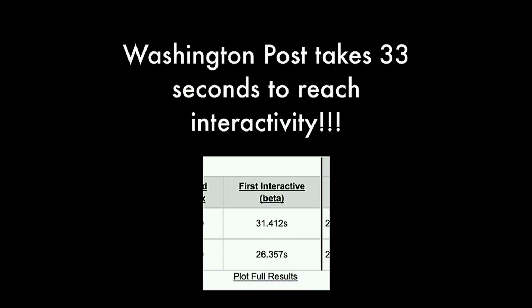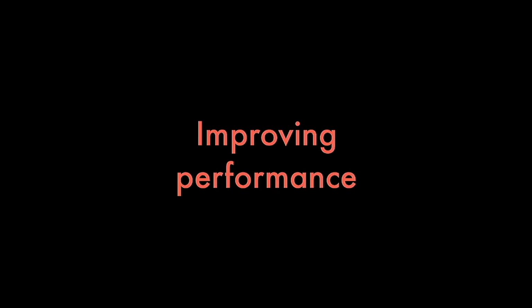So before interactivity, scrolling is janky and typing and other forms of interactivity are hard. And some of these sites do a really poor job. Washington Post takes 33 seconds. Anyways, this is the worst, but the others weren't too great either.